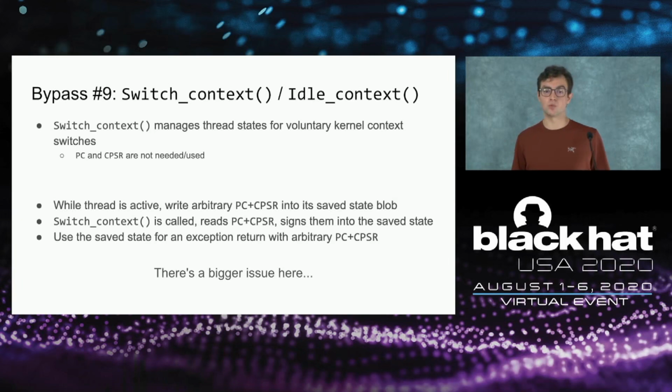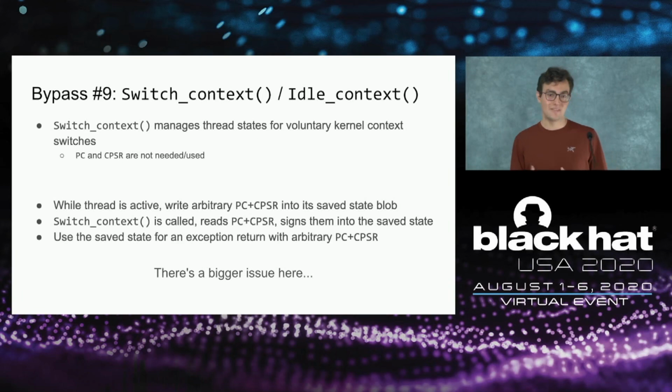But what it enables is this really straightforward PAC bypass. Basically, you wait for some kernel thread to be active while it's running and using all of its registers, and while that's the case, you overwrite the PC and CPSR registers in its saved state blob. Then eventually this kernel thread is going to block, it's going to call switch context, and switch context is going to read PC and CPSR, which are again the attacker-controlled overwritten values. It's going to read those into registers as parameters to the call to sign thread state, and therefore those are going to get signed into the PAC signature.